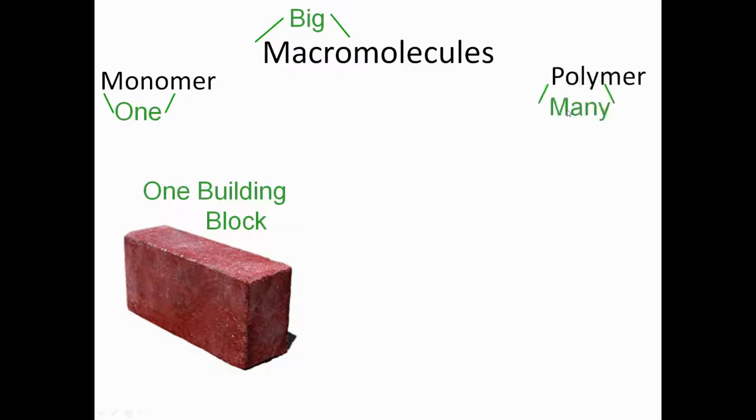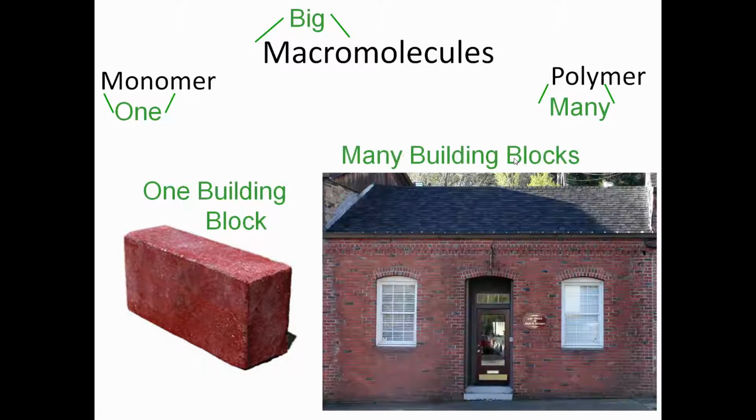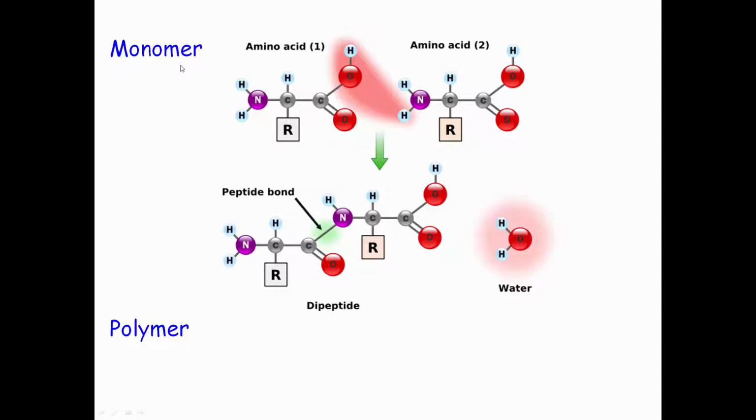And then we have what are called polymers. Polymers means many, and we can equate that out to taking many of these blocks and making a whole object of it. And that's what we're going to do with macromolecules. We're going to put them together to make polymers, and we're going to rip them apart to make monomers. Monomer, amino acid for protein.